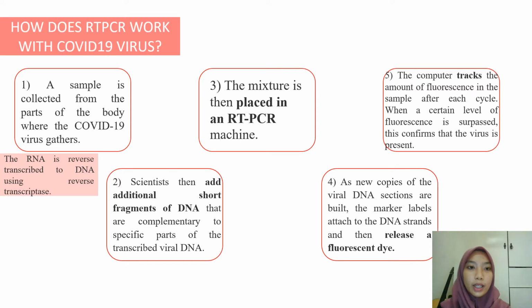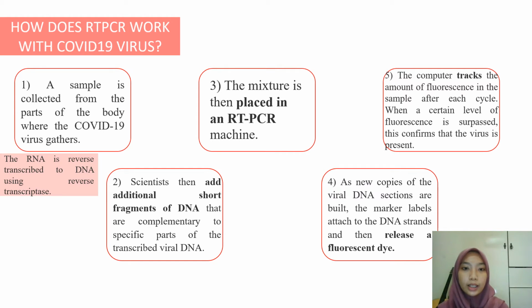So the first step is a sample is collected from the parts of the body where the COVID-19 virus gathers, such as from the nose, and then the sample is treated with chemical solution to remove unwanted substances such as protein and fat, so that only the RNA is present in the sample. The RNA is then reverse transcribed to DNA using reverse transcriptase.